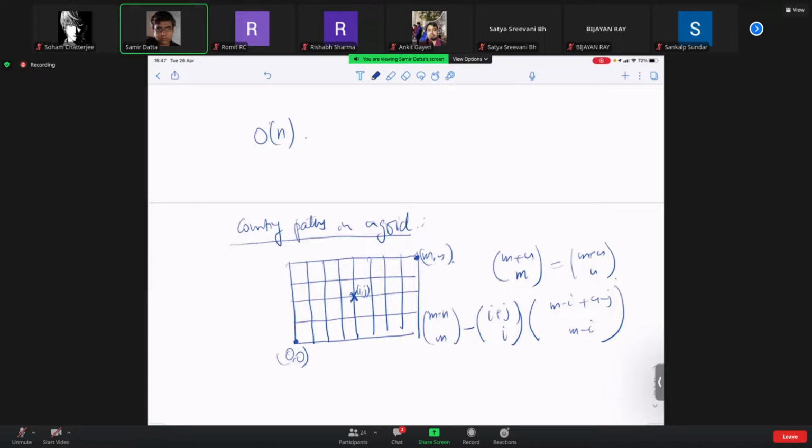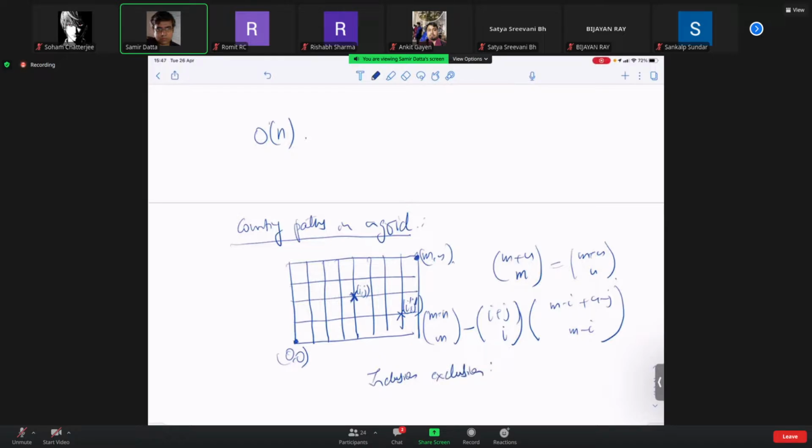Now, if I remove another point, then what is the number of paths? In this case, we can just subtract, but we'll have to use inclusion exclusion. You would have to use inclusion exclusion. Very good. So inclusion exclusion.